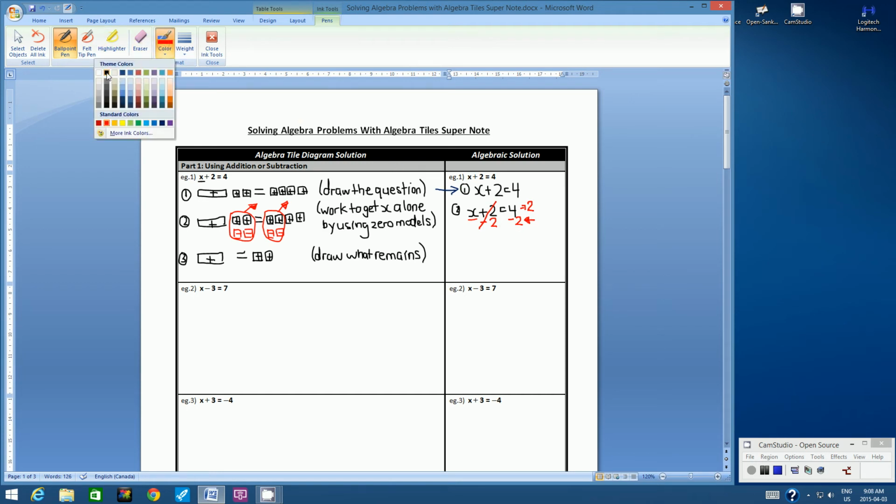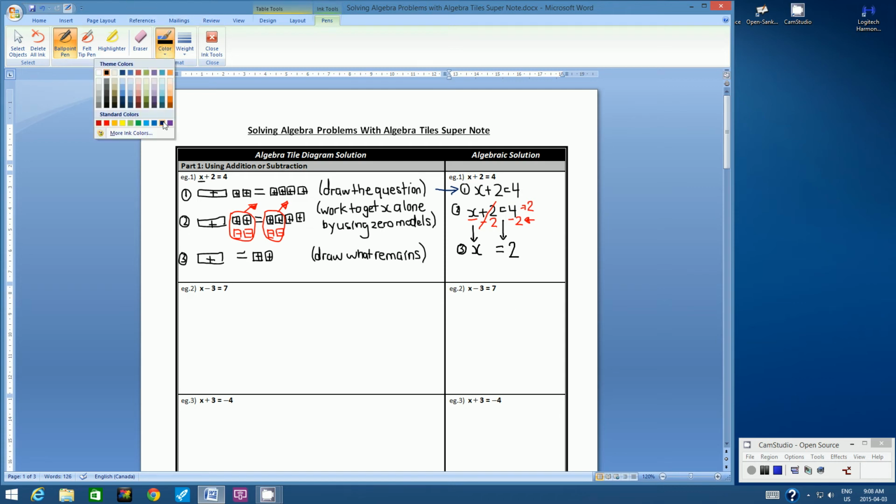Okay, so in the third line, we'll drop down here so it lines up with our tile solution. We draw what remains. Well, what remains is this x. That x is untouched, and it's alone because this cancels each other out. Positive 2 subtract 2 is 0. And don't forget the equal sign. And then on the right-hand side, we just worked it out: 4 minus 2 equals 2.